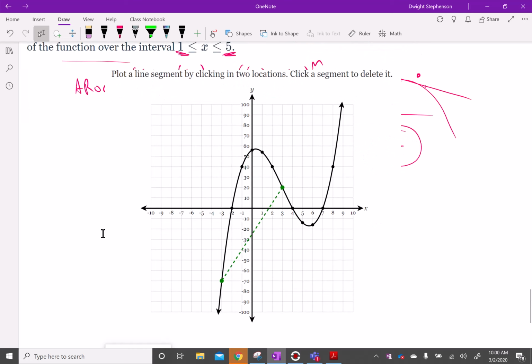So we're basically just trying to figure out what's the rise and what's the run, right? Because we're trying to find the slope of this line. Well, we went up from negative 70 to 20, so that's a change in 90. And we went over from negative 3 to 3, that's a change in 6.